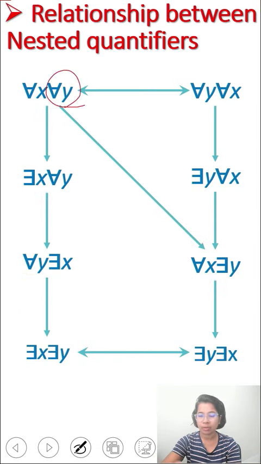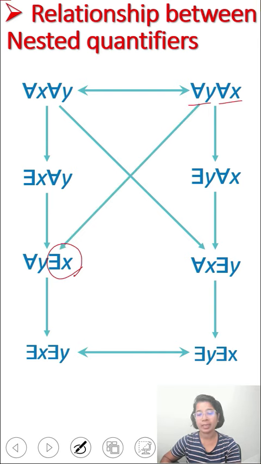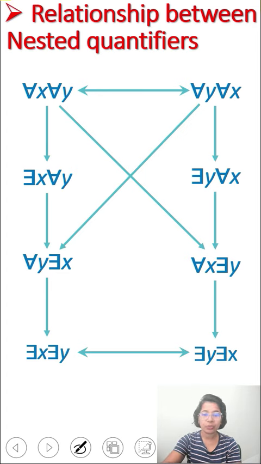Here it was for all y, here it is there exists y. If something is true for all, then that will be true for some. And here also for all y for all x, we can derive for all y there exists x, but the reverse is not possible. So this is all about equivalence and implication in nested quantifiers. These are just one-way implications, the reverse is not possible.